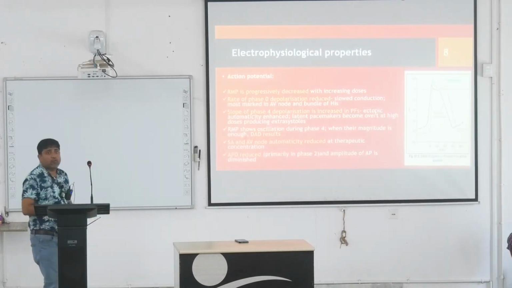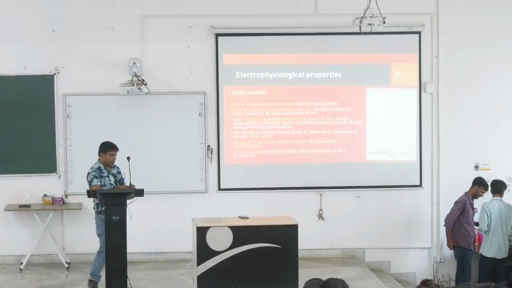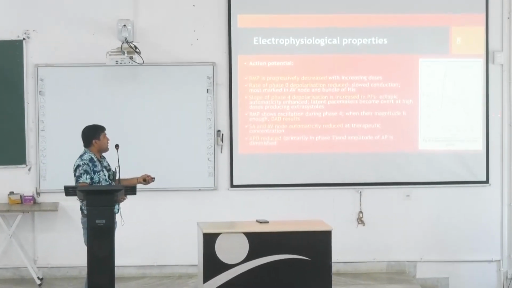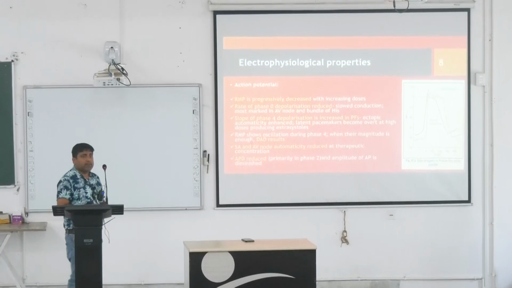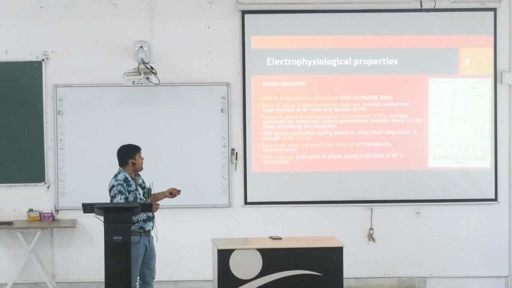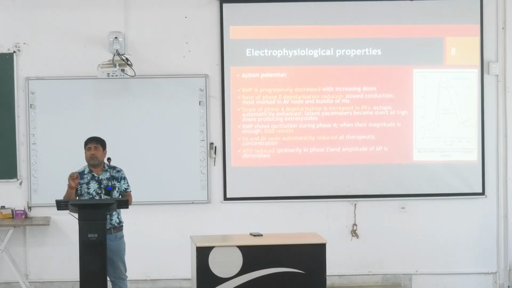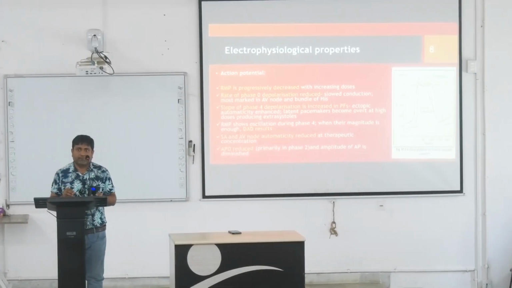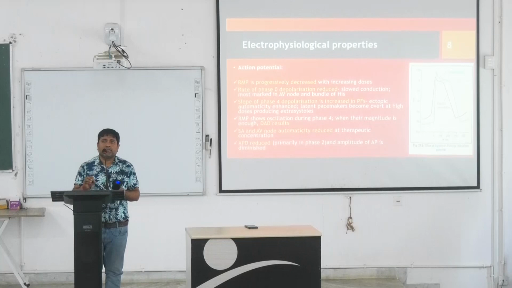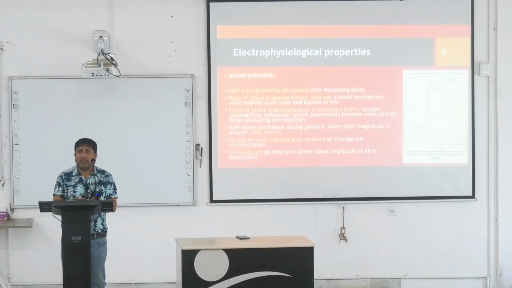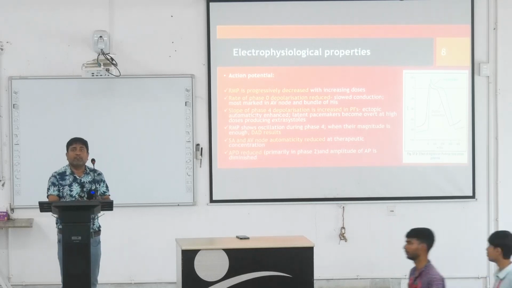Now coming to the electrophysiological properties. This is the action potential of the cardiac myofibers. The effect of digitalis on different fibers of the heart is different. For example, some phases of the action potential are more affected in the SA node or AV node rather than in the Purkinje fibers.